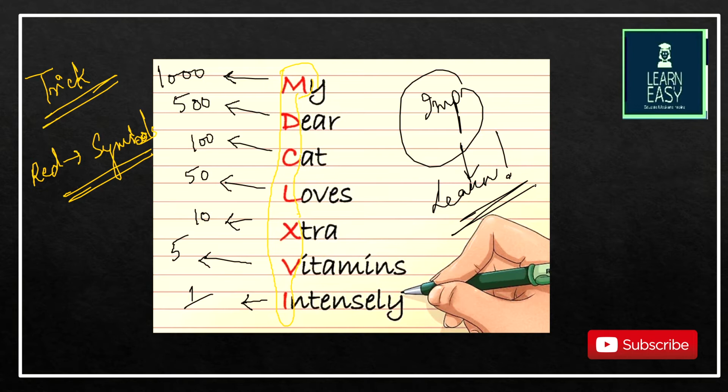Everybody has made a note of this trick. With the red we have symbols, and the numbers I have written with my black pen, right? So it's my dear cat loves extra vitamins. Am I clear?